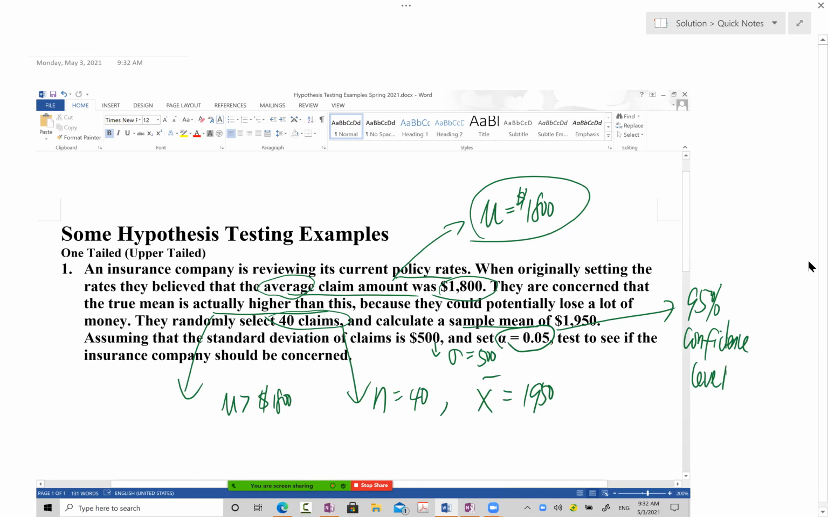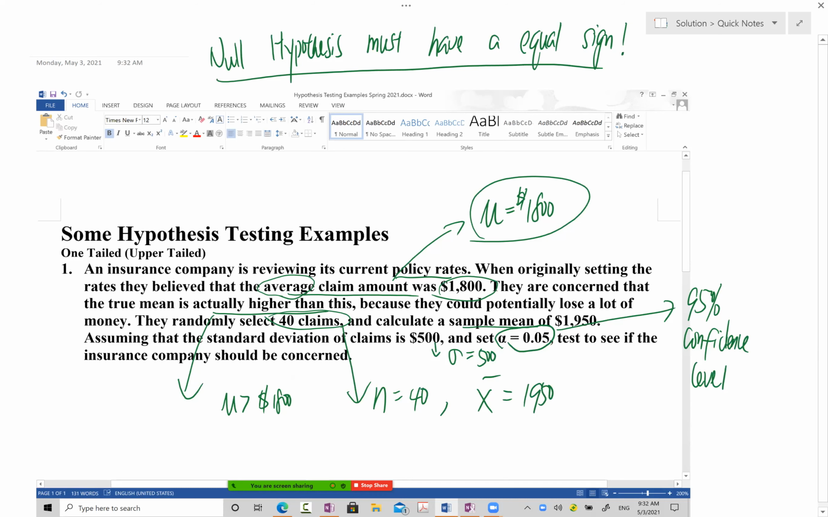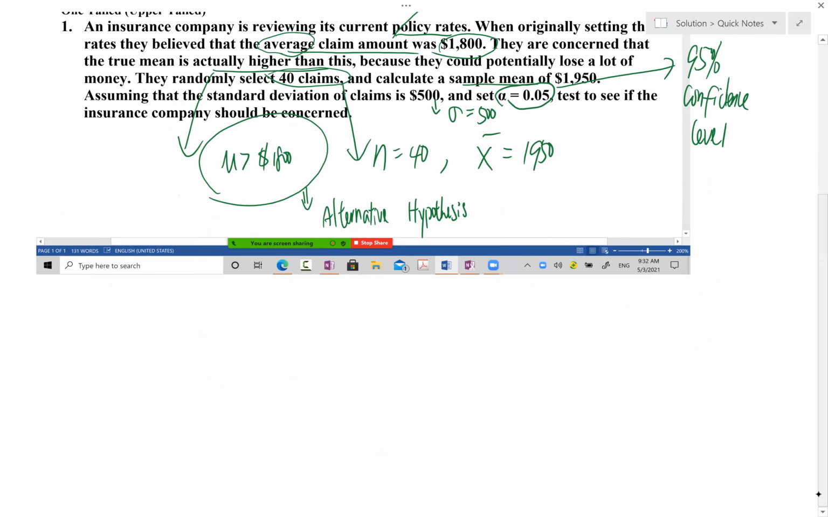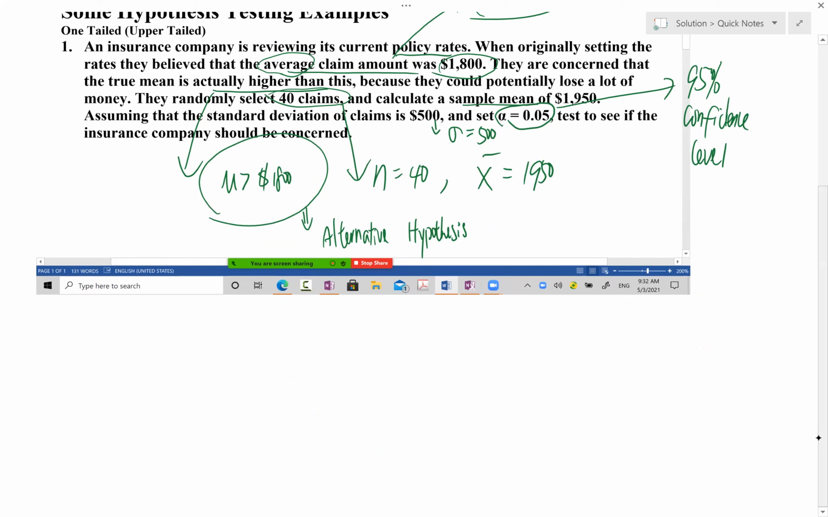First of all, I probably forgot to mention one thing: the null hypothesis must always have an equal sign. Keep that in mind. Very crucial to determine the null and alternative hypothesis. And right here, since "higher than" cannot be the null hypothesis, this one becomes the alternative hypothesis. So the question is basically giving the alternative hypothesis. Now we can utilize this piece of information to determine step one.